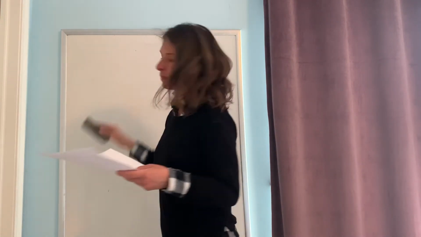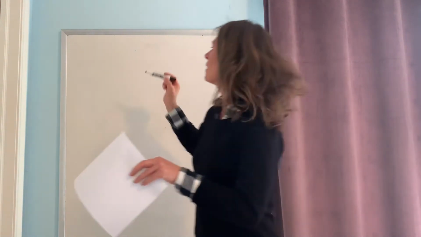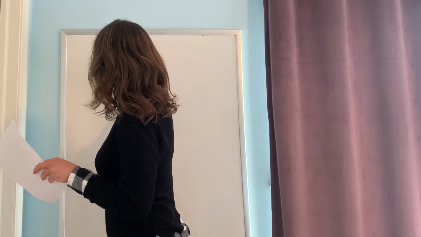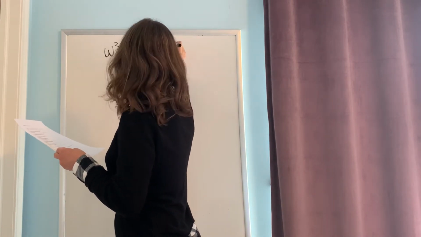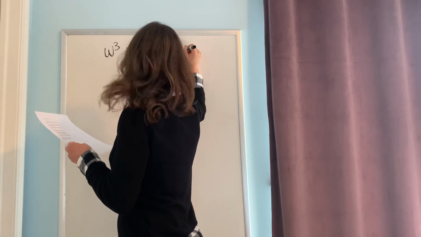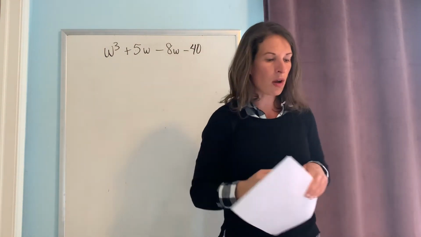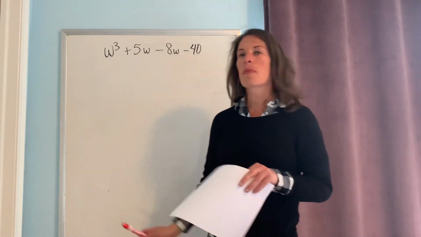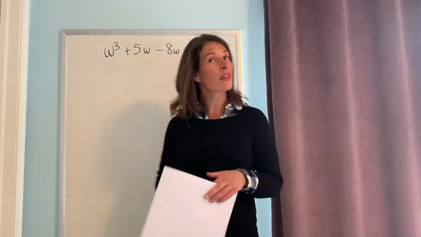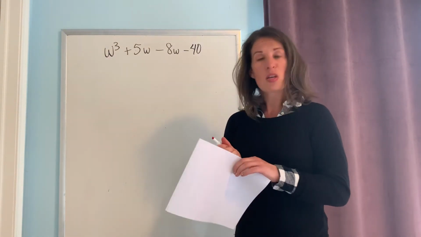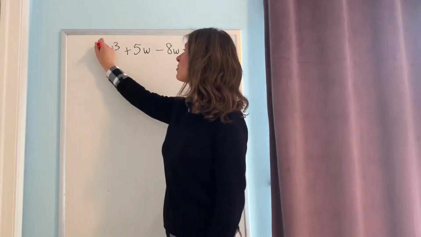So our last one is w cubed plus 5w squared minus 8w minus 40. All right, so number 1, greatest common factor. Is there a number that goes into 1, 5, 8, and 40? Since I just have a 1, then we know that the answer is no. So then that tells us to put parentheses around the first 2 terms and the second 2 terms.